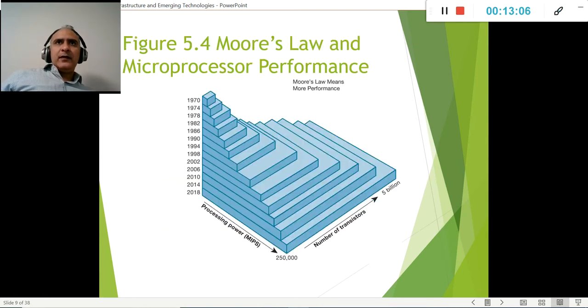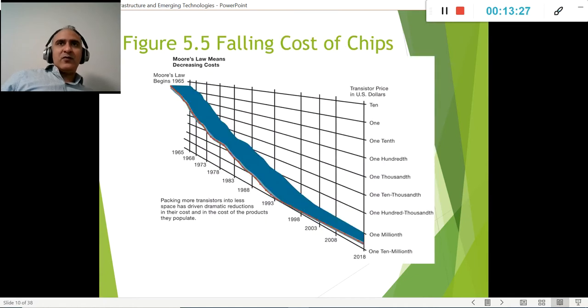Right, very good. So here, for example, there are a couple of images, and I'm just going to go very quickly through them, as in how the processing power has gone up exponentially from 1970 to 2018. The processing power and the number of transistors, of course, has changed a lot, from a football field to pretty much small devices. And the same thing, falling cost of chips.